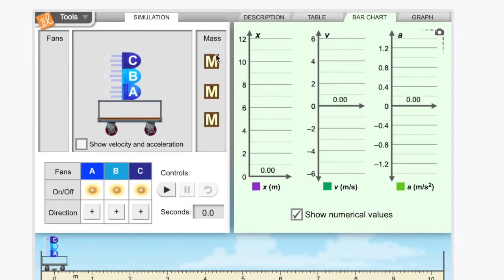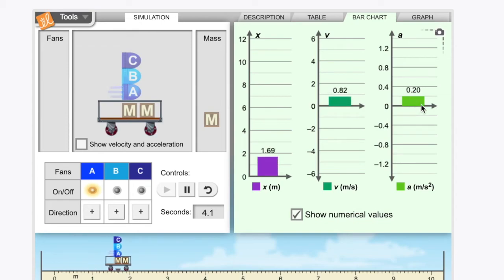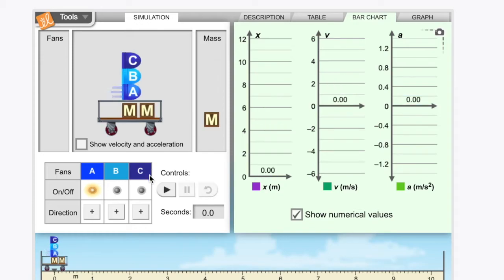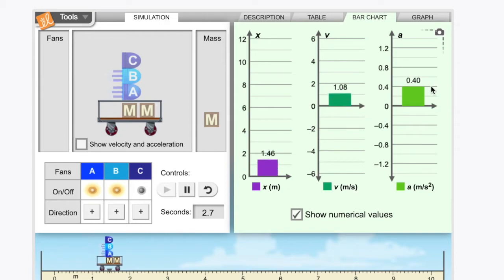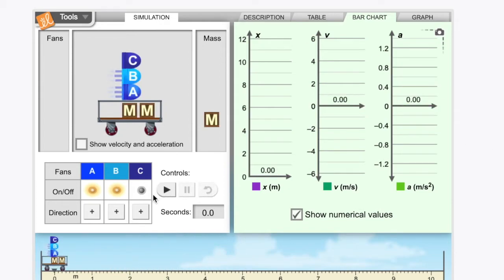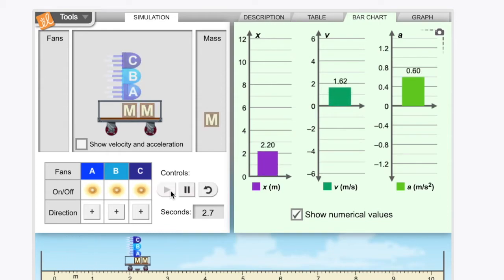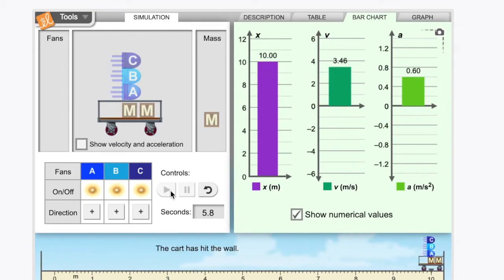So reset. Put these masses on. And 3 fans, only 1 fan on. Turn on, you can see what the acceleration is. Okay. Reset. Turn on 2 fans. You can see what the acceleration is. Reset again. Turn on the other fan. All 3 fans on. That's it.